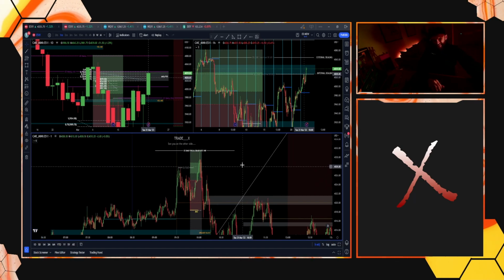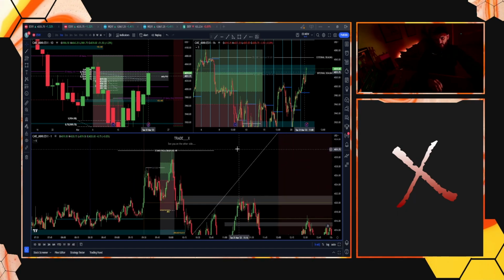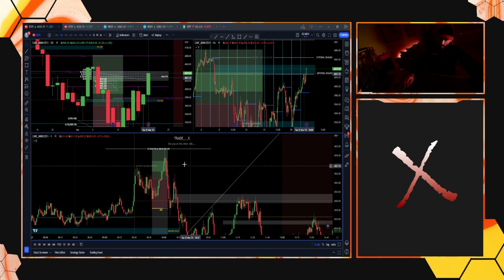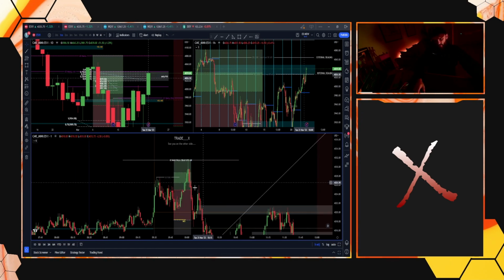Now, this is the trade I took today, and you can head over to my Twitter and check it out if you want, but I caught this entire range, top ticked and bottom ticked it, okay? And why did I do that? Why did I get that?